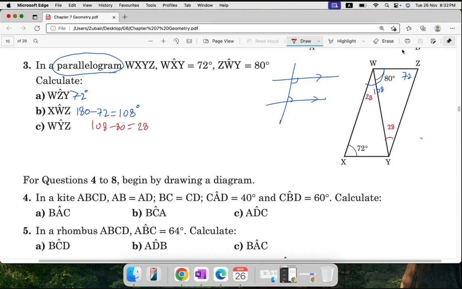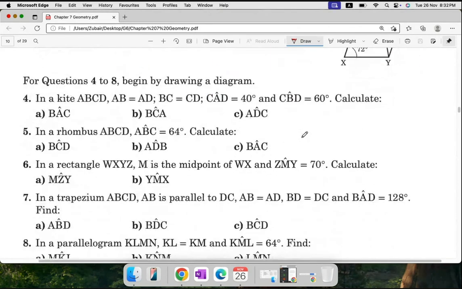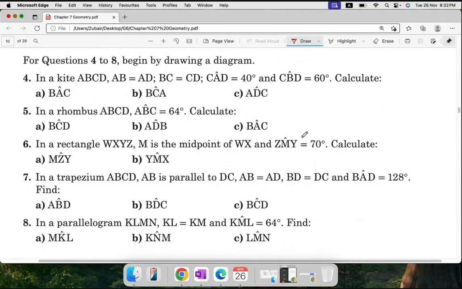Can we use Pythagoras theorem? I know we are working with angles. The angle sum of a triangle is equal to 180. So 80 plus 72 plus the unknown angle. Pythagoras is for length.